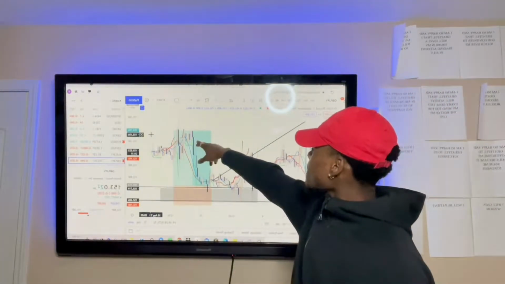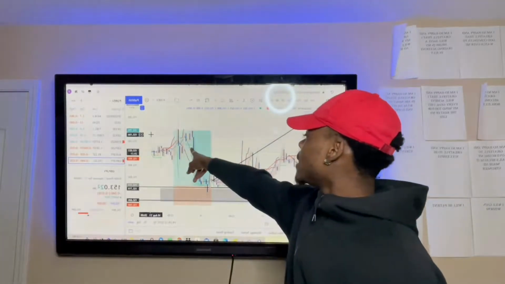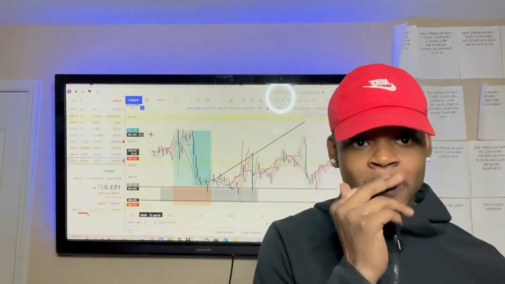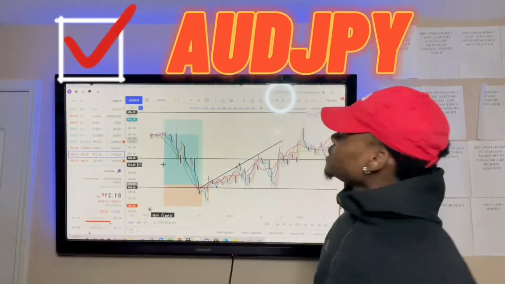and as you guys can see, it did, and it went all the way up to TP. And that was my setup for GBP/JPY. We did make profits on that and had a very profitable trade. All right, so now on to the next trade setup, which is AUD/JPY.